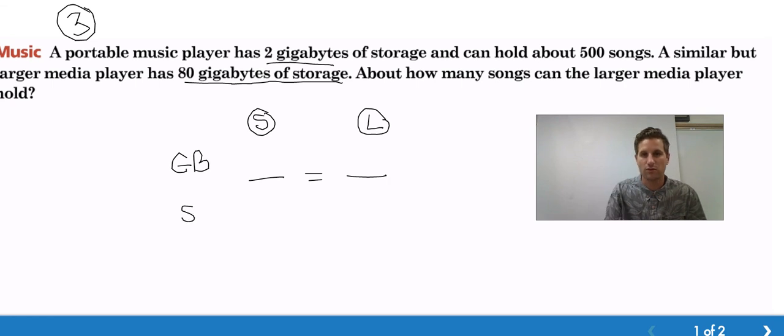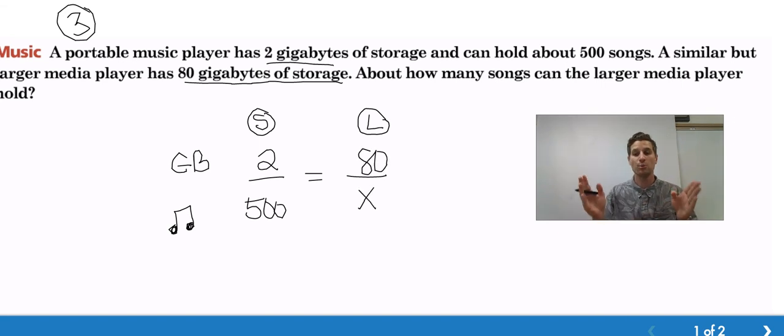Or, ooh, what about this? Instead of an S, why don't we do... I got a great idea. Here we go. Check this out. Huh? Pretty nifty, right? And that's how many songs it would hold. Okay, so the smaller unit has 2 gigs and it holds 500 songs. The larger holds 80 gigs and it holds I don't know how many songs.